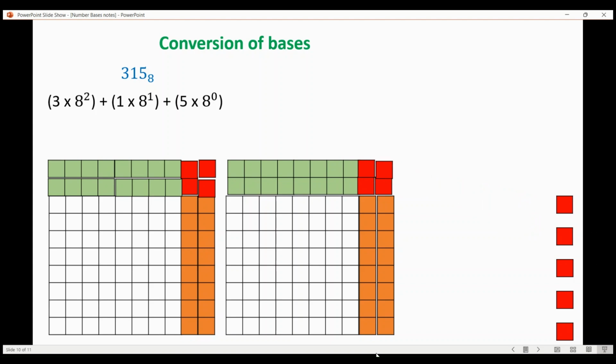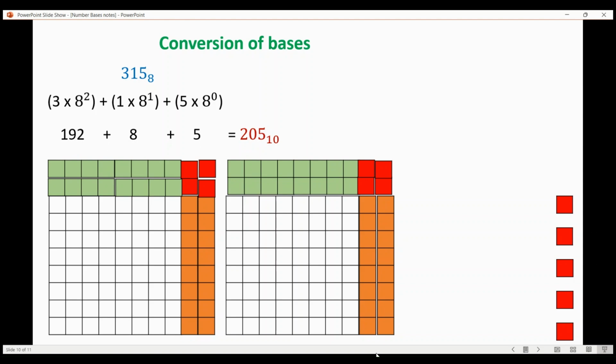So what do we have in all? We have one 10 by 10 square, or 100, and a second 10 by 10 square, that's 200, and 5 units. So that can be represented as 205 to base 10. Or, as teachers ask us, the other way we can do it is just expand, using the notation we have. So 8 squared is 64, so 3 by 8 squared is 192. One group of 8 is 8, and 5 units are 5. So 192 plus 8 is 200, plus 5 is 205.